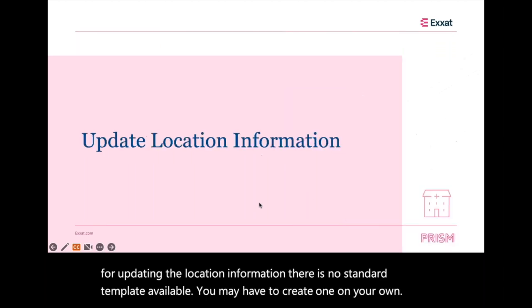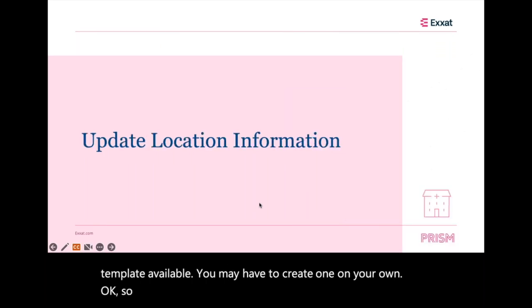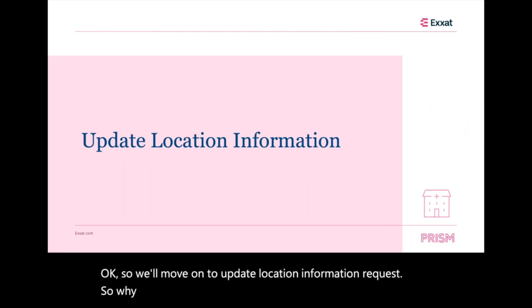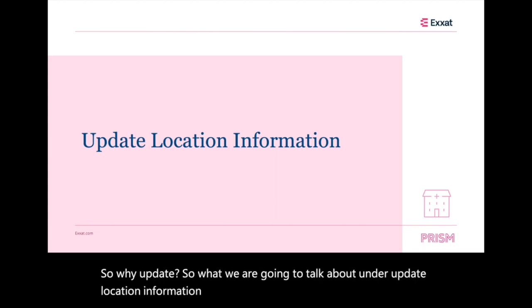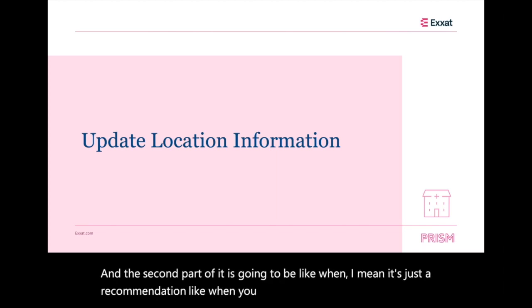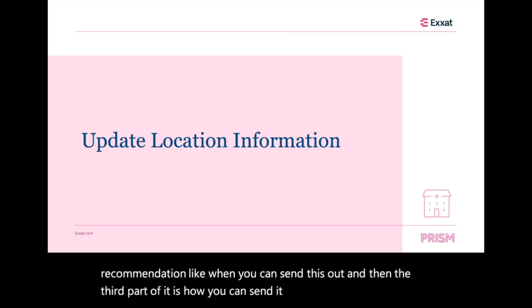You may have to create one on your own. Okay, so we'll move on to the update location information request. What we are going to talk about under update location information is, first, why we are going to send it out. The second part is when you can send this out, which is just a recommendation. And the third part is how you can send it out. So let's look into all those questions.